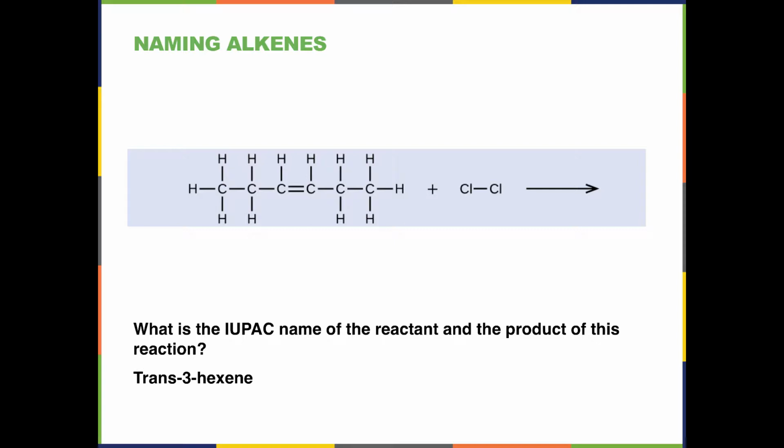Now, you've also written down the name of the product. And the product is going to have a chlorine at each of the 3-point and the 4-point. So this is going to be hexane, ANE, and it's going to be 3,4-dichlorohexane.